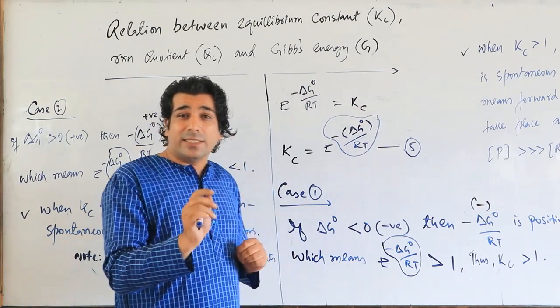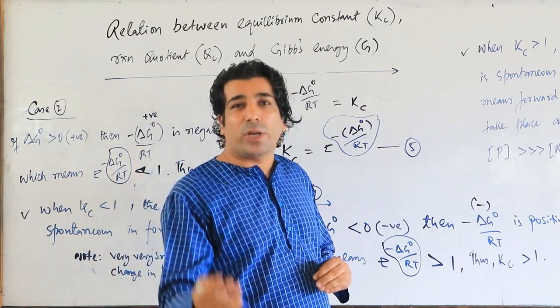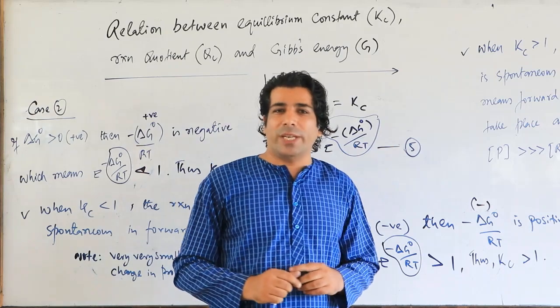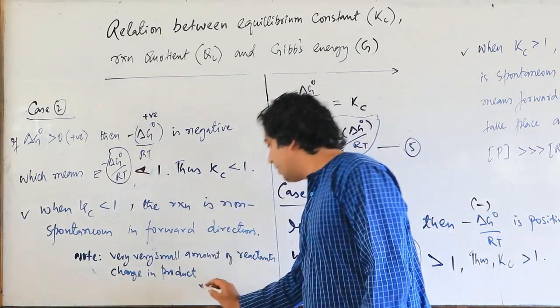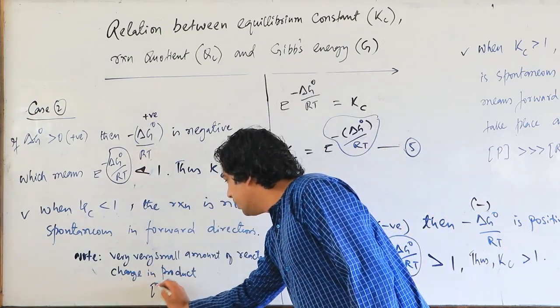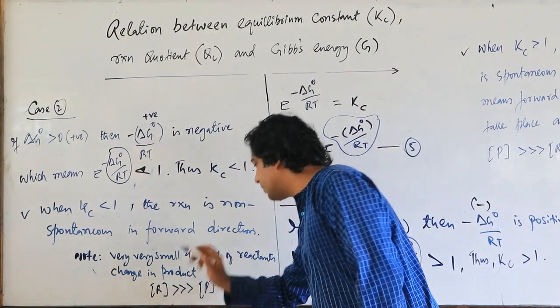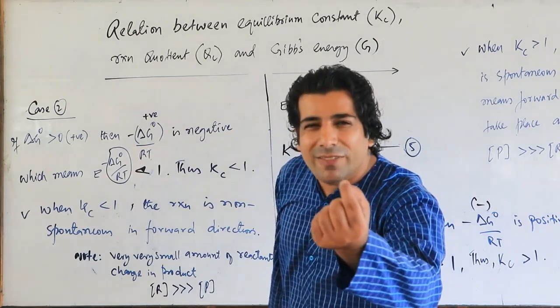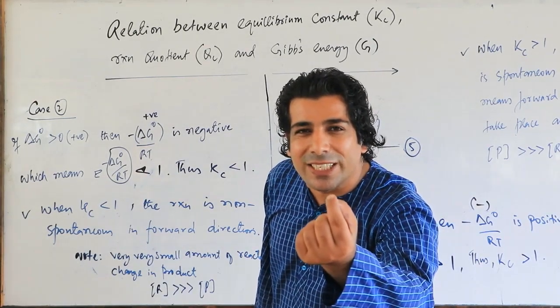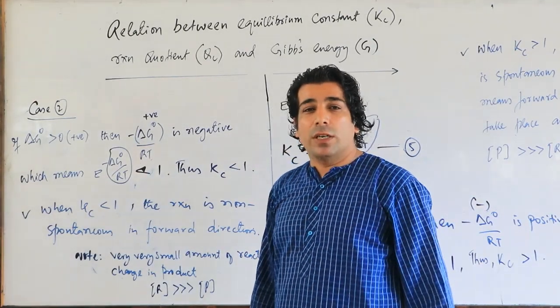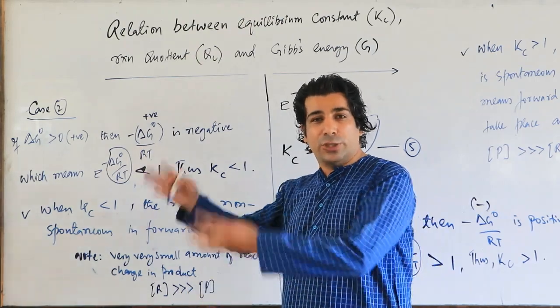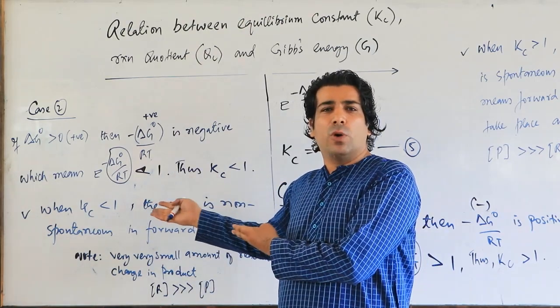So when reactants are not ready to change into product, understand who is dominating here. In this case, who will dominate? Reactants will be far greater than the products, my dear friends. Why? Because only a very small amount of reactant is changing into product. But if you want more and more reactant to change into product, then you have to give more temperature.